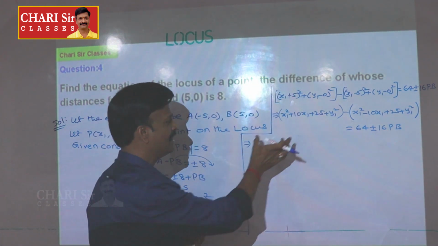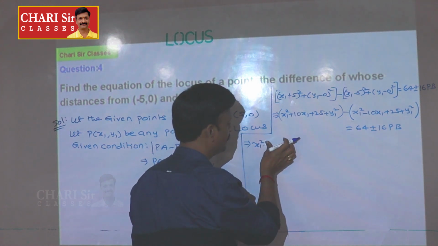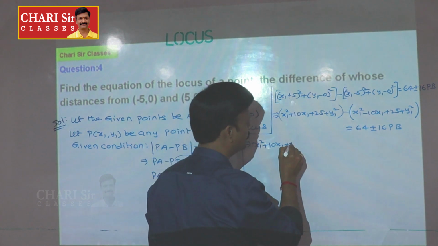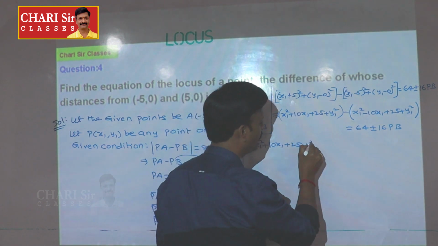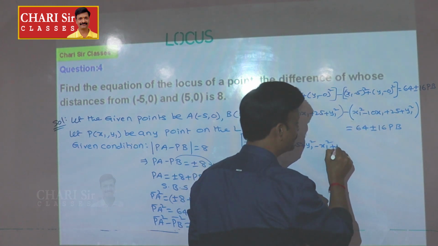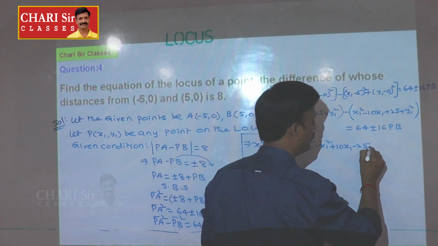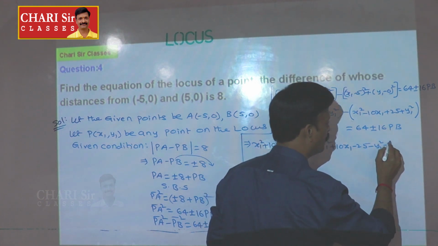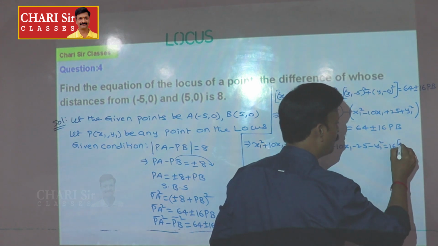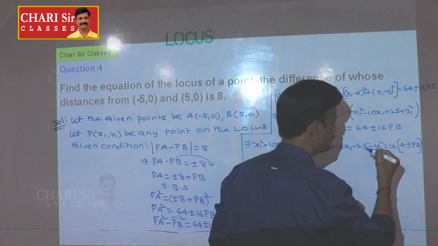Now we open this bracket and this bracket also, that is x1 square plus 10x1 plus 25 plus y1 square, and minus x1 square, here minus of minus plus 10x1 and minus 25 and minus y1 square is equal to, suppose 16 if you take common, what it becomes? 16 4s are 64, so 4 plus or minus PB, like this we can close it.